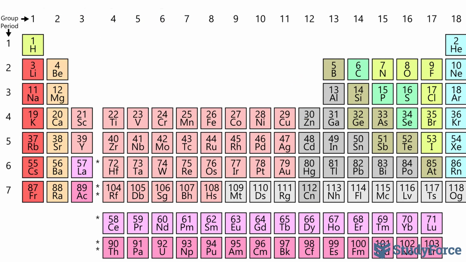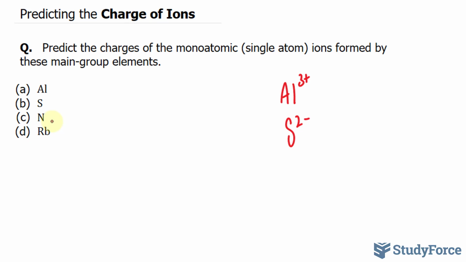In our next example, we'll focus on nitrogen. Nitrogen is a gas that contains 7 protons and therefore 7 electrons in its neutral state. If nitrogen forms an ion, it needs to gain 3 electrons in order to become like the nearest noble gas. So we write down nitrogen is N3-.